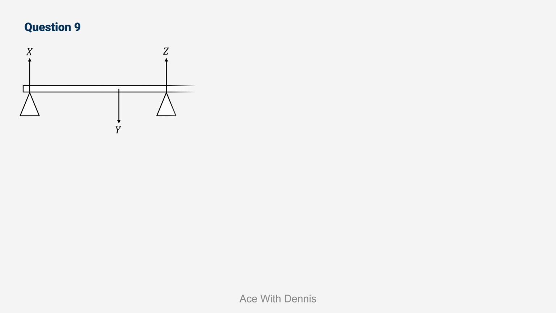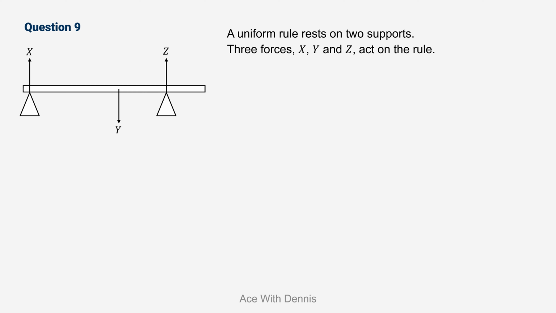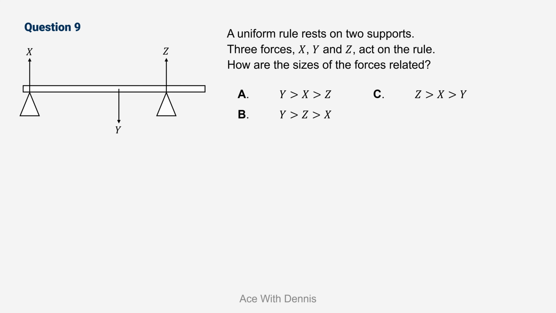Question 9. Given this diagram, a uniform rule rests on two supports. Three forces X, Y, and Z act on the rule. How are the sizes of the forces related? A. Y is greater than X greater than Z. B. Y greater than Z greater than X. C. Z greater than X greater than Y. Or D. Z greater than Y greater than X.